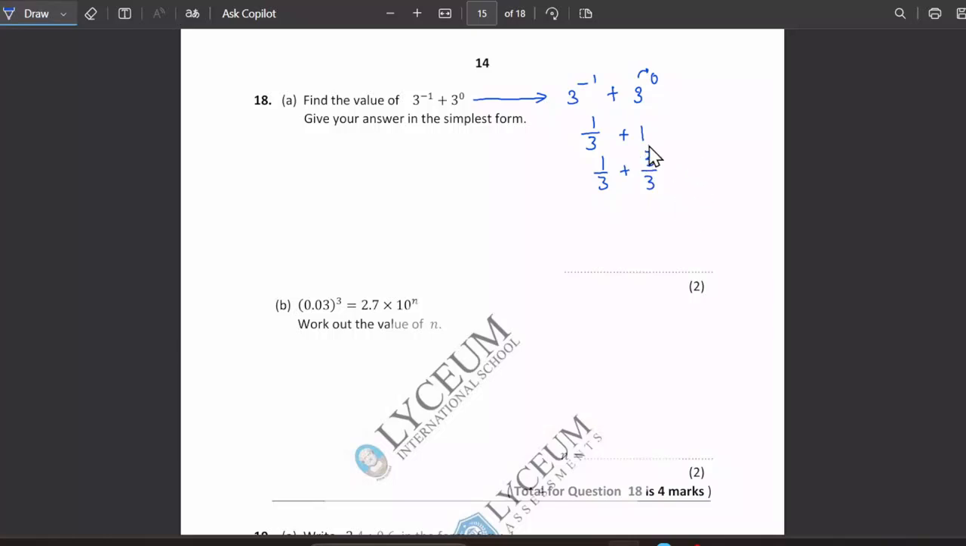So now these two cancel, sorry, don't cancel these two, 3 over 3. And again we can add because the denominators are the same. So 3 is the common denominator over 4. So 4 over 3. So this is the simplest answer.